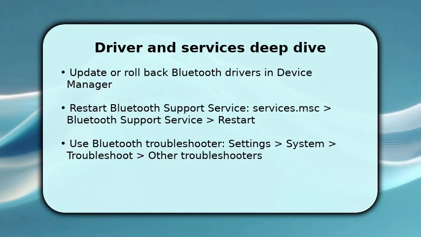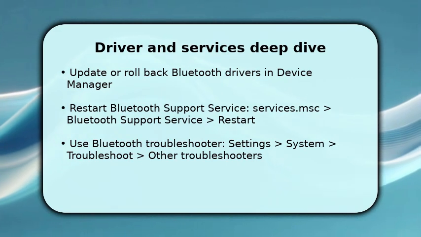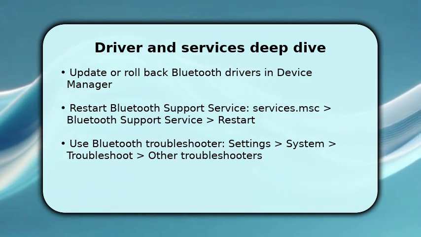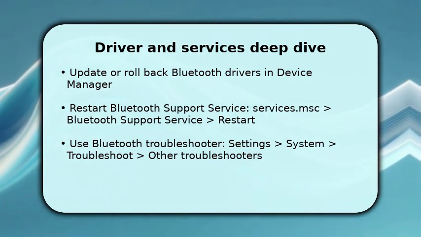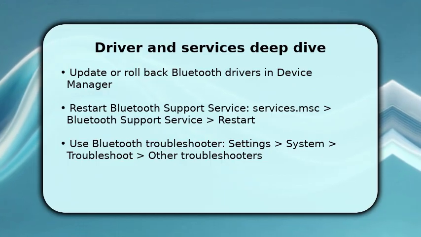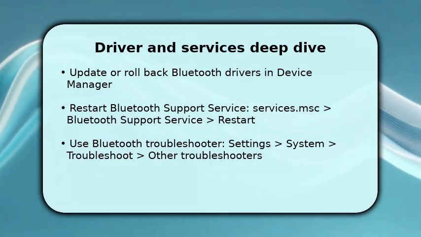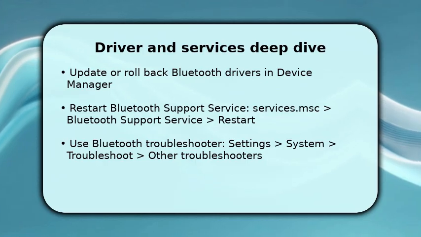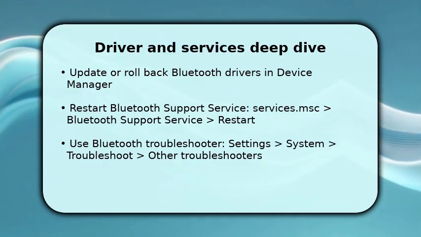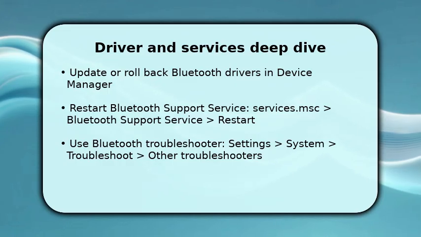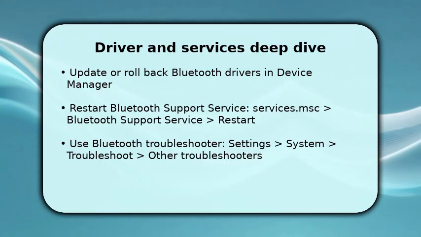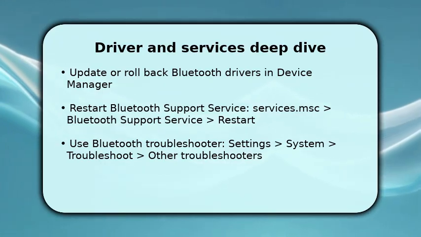Next, focus on drivers and services because most issues stem from software mismatches. You should update the Bluetooth driver first. If a recent update broke it, roll back. Then open Services.msc and restart the Bluetooth support service so Windows reinitializes dependencies. Once done, run the built-in Bluetooth troubleshooter from Settings. It automates registry checks and common fixes.